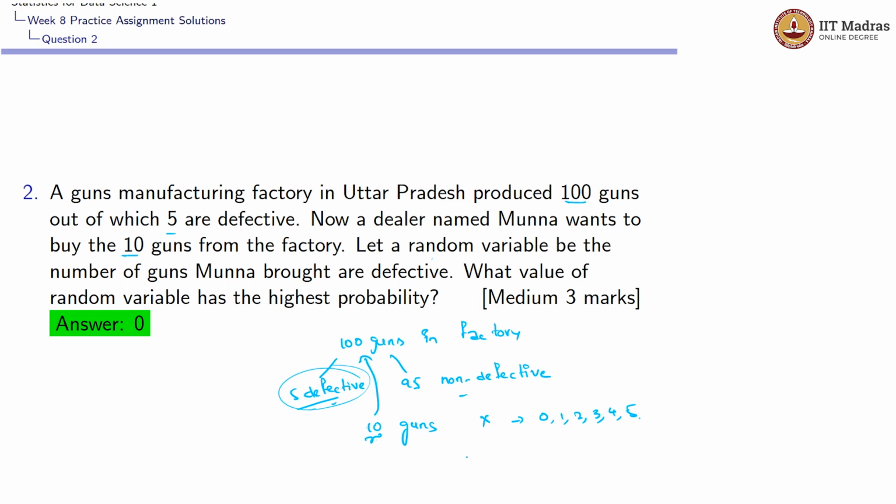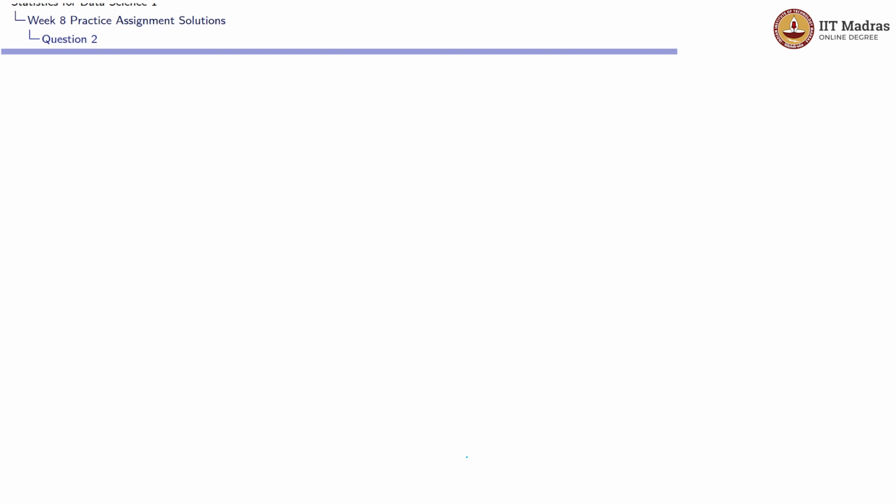If you look at the probabilities of each value of the random variable, P of X equals 0 means we should take 0 defective guns. We have a total of 95 non-defective and 5 defective. So he should be selecting all the 10 guns from the 95 non-defective, which would be 95C10. The total number of ways would be 100C10, since from the pool of 100 he could select any 10 guns.